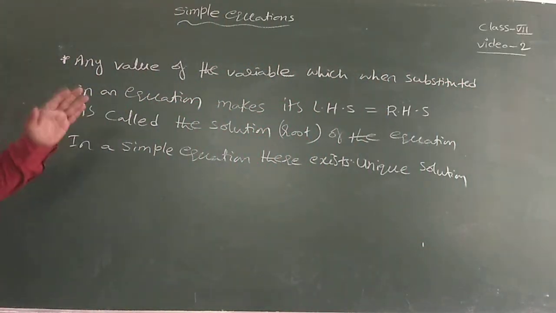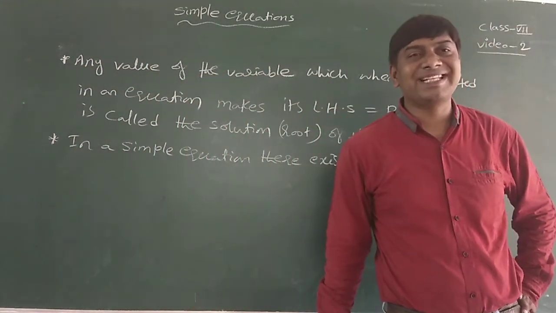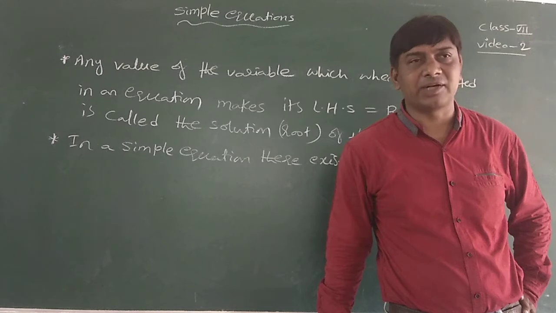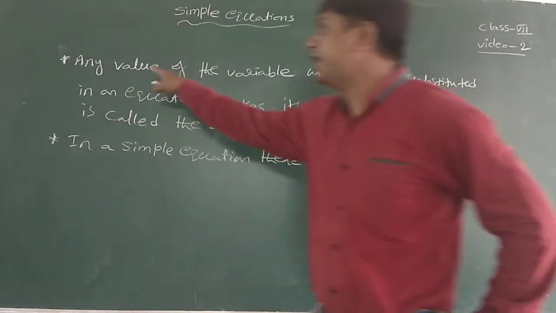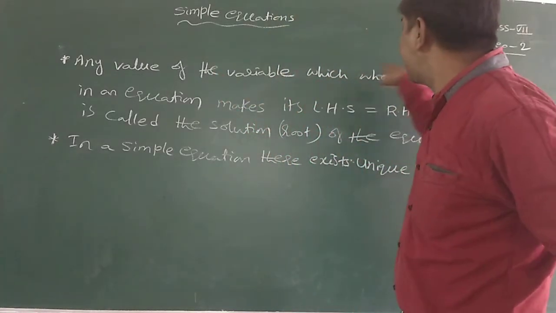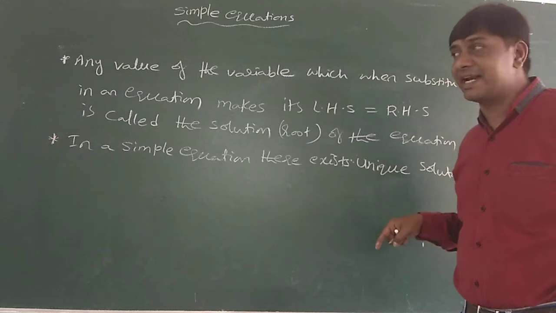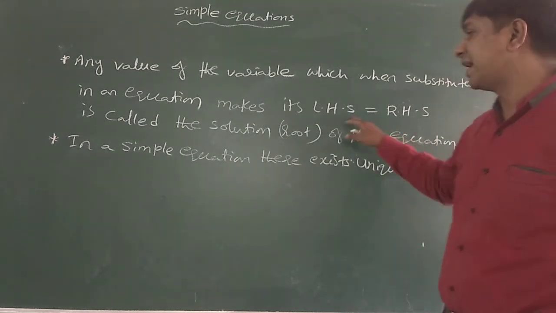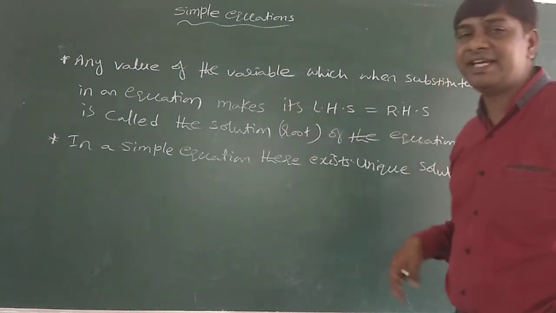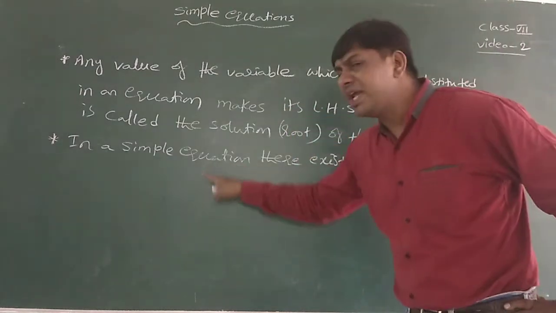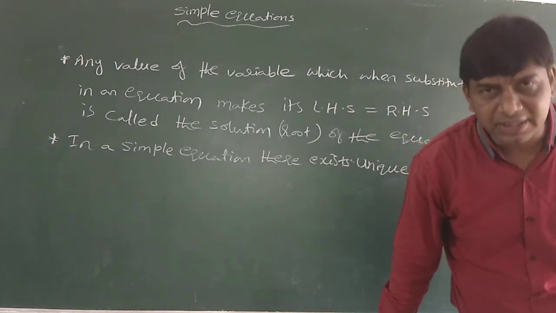What is the general form of the simple equation? The general form of the simple equation is ax plus b is equal to 0, where a is not equal to 0. In that, x is the variable. Any value of the variable which when substituted in an equation makes its LHS and RHS equal is called the solution or root of the equation. In a simple equation, there exists only one solution. That is a unique solution.